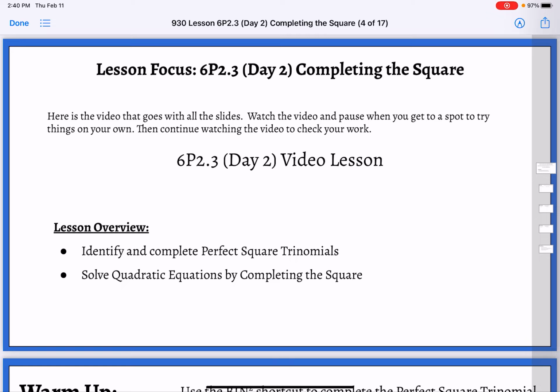So here's our second day on completing the square, that process for solving quadratic equations that combines factoring and square roots. We saw the basics of it yesterday in the last lesson. You got your feet wet. Now we're just going to make sure that you fully understand how to do it with all of our different possibilities that might pop up.